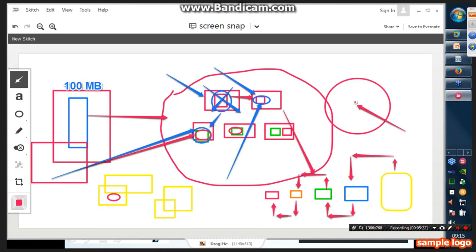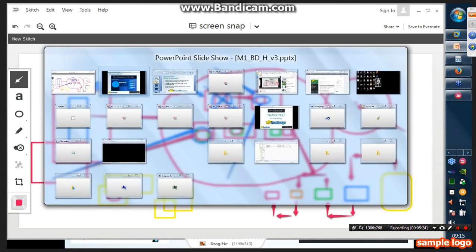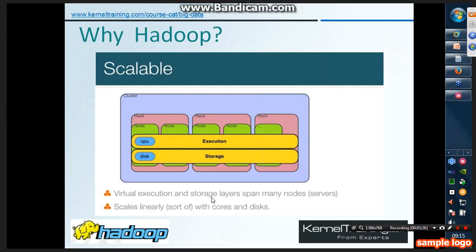Hadoop is scalable, guys. What does it mean by scalable? It's a virtual execution and storage layer. So virtually, it is a group of computers which are acting as a single computer, not only for storing your data, but also for performing computations. Okay, so your group of CPUs, all those things are acting like they're one CPU, one RAM, and things like that. It's a sum of all the capacities that you have. That's what we mean by virtual, and it scales linearly with cores and disks, guys. Okay, what does that mean?